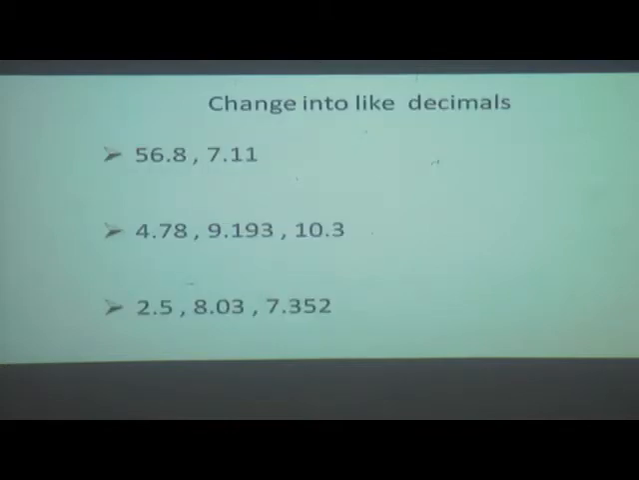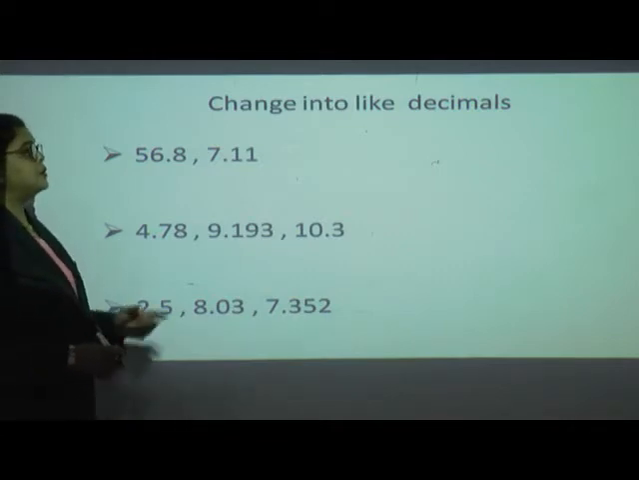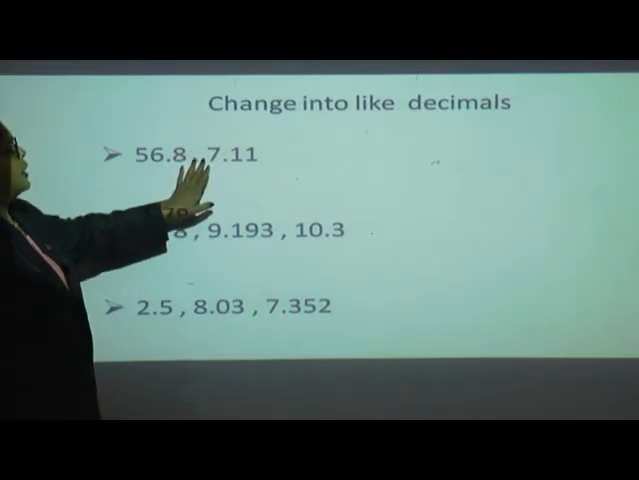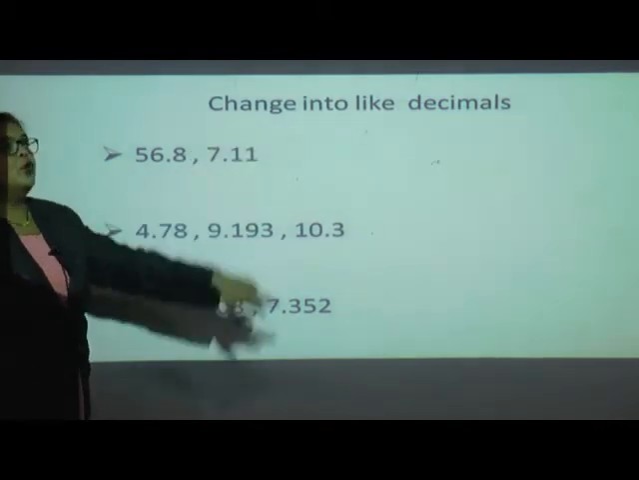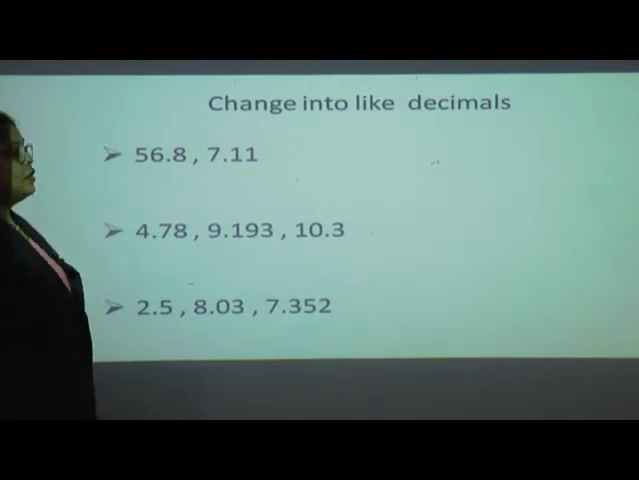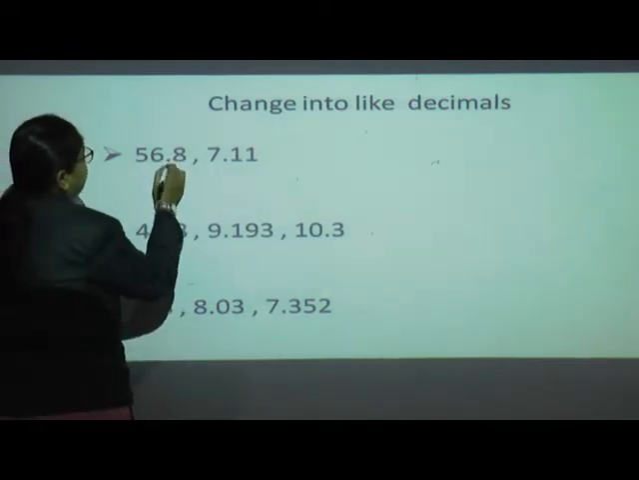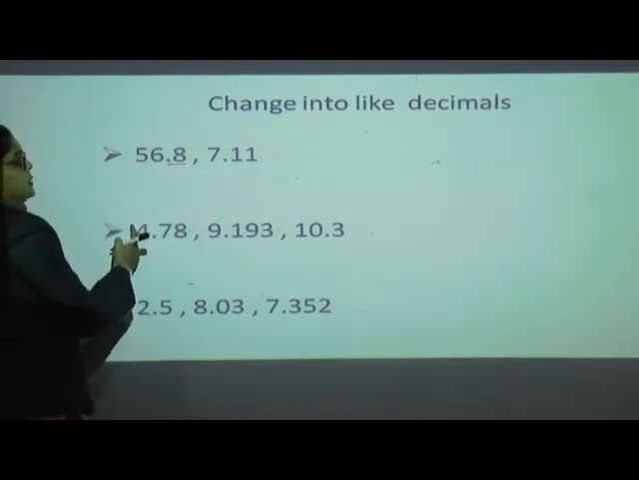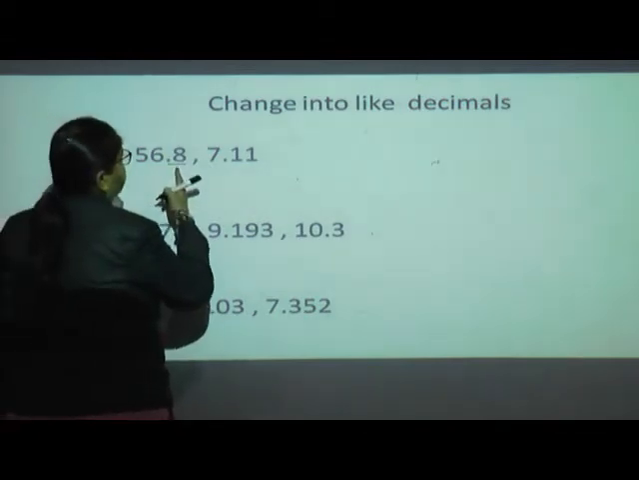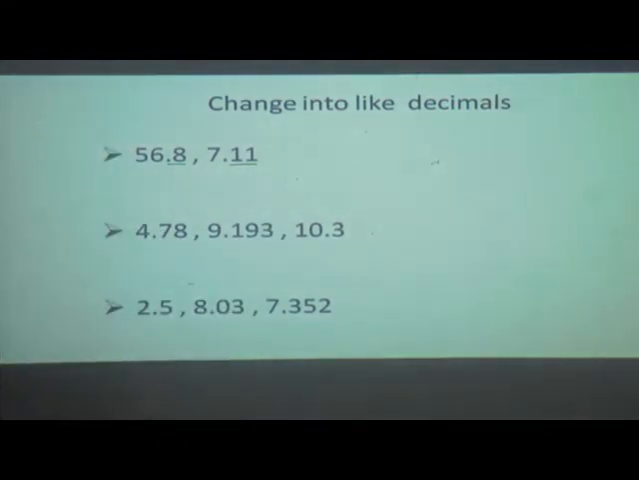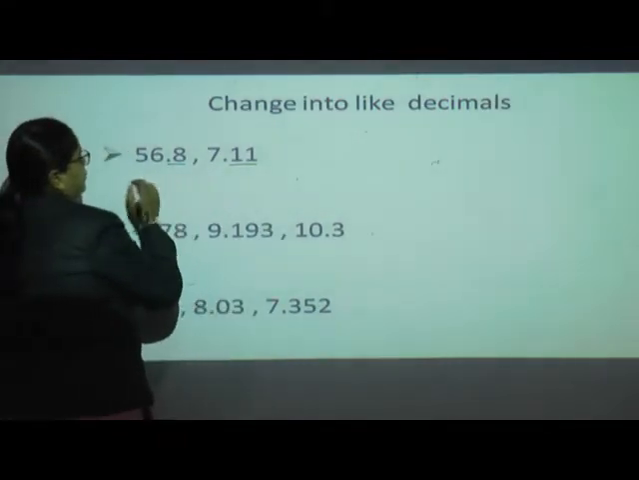Now change into like decimals. What is the meaning of change? It means that if the decimal is unlike, we have to make it into like decimal by changing it. Here what is it? 56.8, we have only one decimal place after the decimal. Here we have 2 places after the decimal. So what will be here? I will write here.